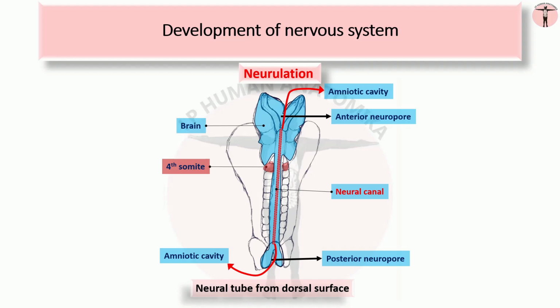The neural tube caudal to the fourth pair of somites develops into the spinal cord. The neural canal related to the developing brain gives rise to the ventricular system of the brain. The neural canal related to the developing spinal cord gives rise to the central canal of the spinal cord.